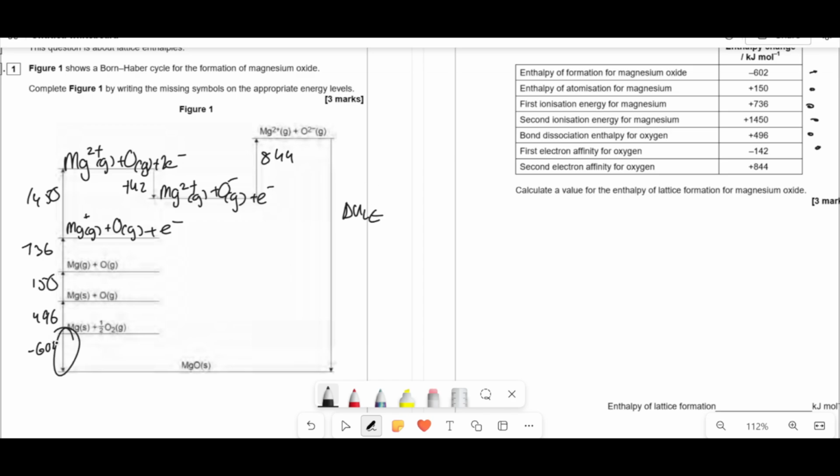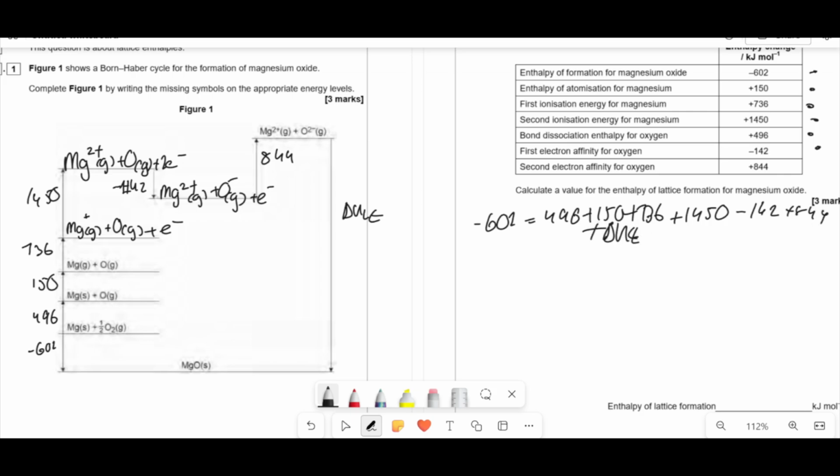So this enthalpy change here is going to equal all that's around. So I can say that minus 602 equals 496 plus 150 plus 736 plus 1450 plus minus 142 plus 844 plus the missing enthalpy change we're looking for.